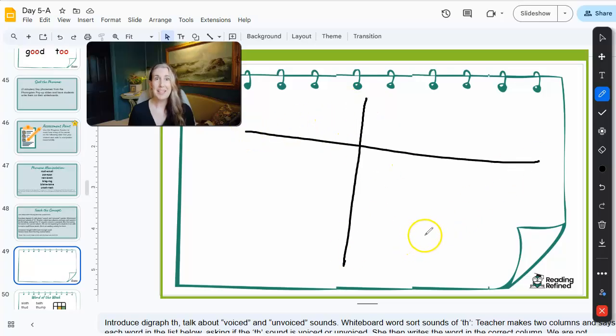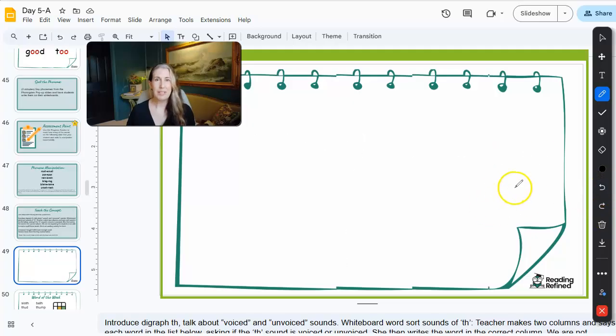Wow, that was really messy. I'm trying to look at the camera and draw at the same time. But you get the idea of a T graph, and then we're going to put on one side voiced, on the other side unvoiced, and then you'll say the word, have them see if they can identify it by hearing, and then have them say it and see if they can identify it with the vibration, and then you can write the word in the appropriate side of the T graph.